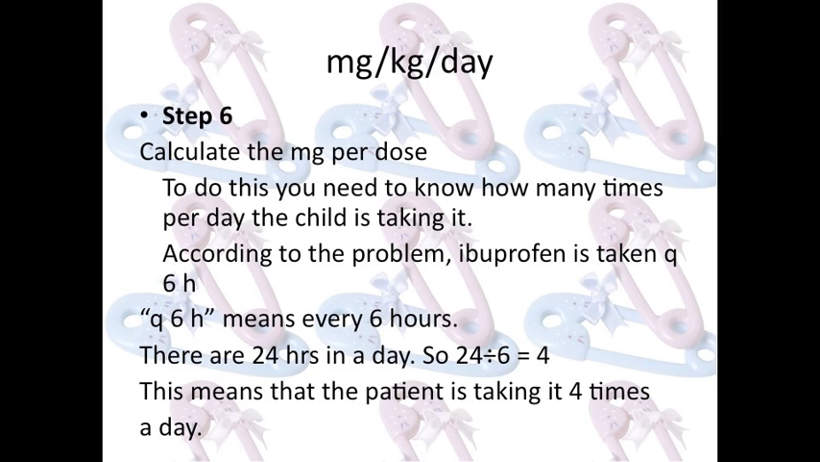Step 6. You need to calculate the milligram per dose. Since the formula milligram per kilogram per day gives you the per day total amount of milligrams taken in a day, you need to do the following. So you need to know how many times per day the child is taking the medication. According to the problem, ibuprofen is taken Q6H. Q6H means every 6 hours. There are 24 hours in a day. If you divide the 24 hours in the day by 6 hours, you get 4. This means that the patient is taking it 4 times a day.